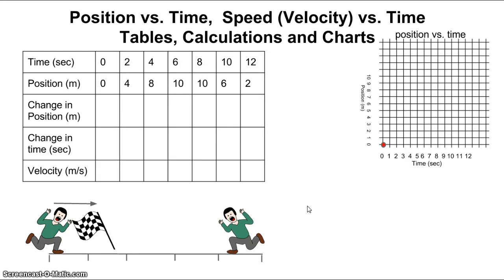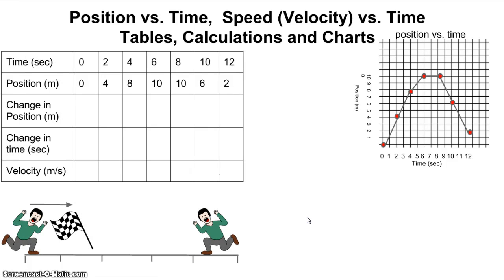We see a point at 0 seconds at 0 position, at 2 seconds at 4 meters, at 4 seconds at 8 meters, 6 seconds at 10 meters, and again another position at 8 seconds at 10 meters. At 10 seconds, we're going back toward our starting point. We're at 6 meters, and at 12 seconds, we're at 2 meters when we finish up. Let's go ahead and put a line through that to represent the motion.